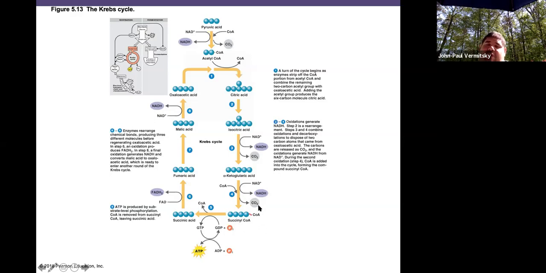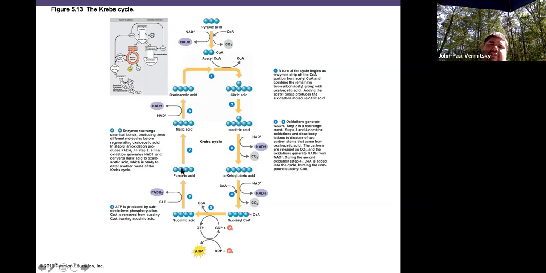The problem is we can't stop at succinyl-CoA, because this is a cycle, and when we start with a cycle, we have to end where we started. So the rest of the pathway is responsible for converting succinyl-CoA back up to our starting point, oxaloacetic acid. There are a lot of benefits to that, because you end up generating some more energy. The first thing that happens is we get rid of our CoA. Succinyl-CoA is converted to succinic acid, and we produce an ATP by substrate level phosphorylation.